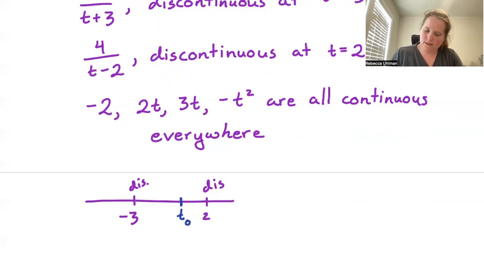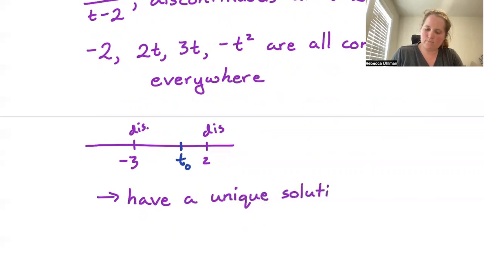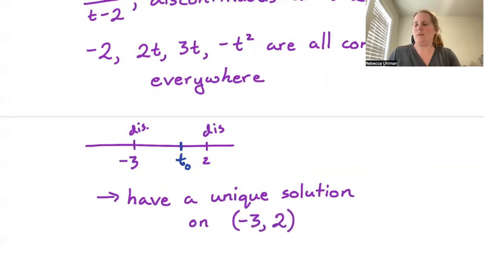So here our t naught is between negative 3 and 2. And so this tells us that we have a unique solution on the open interval from negative 3 to 2. So this is sort of the basics of linear first order systems.